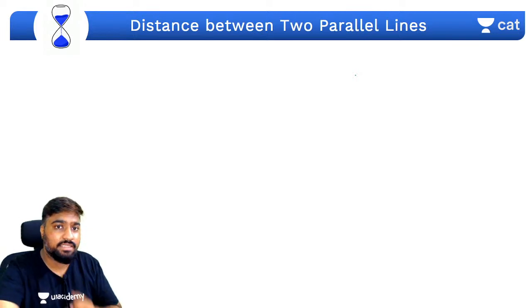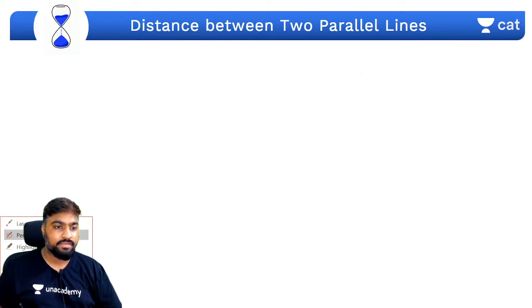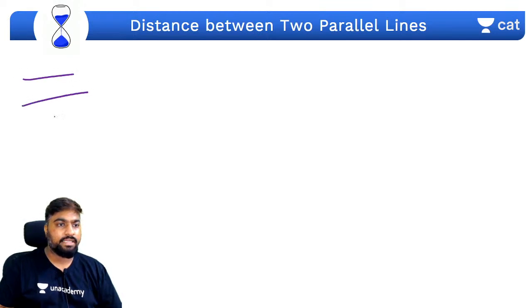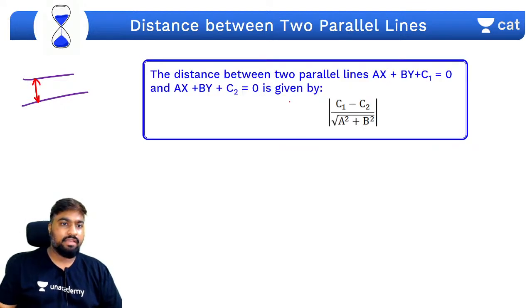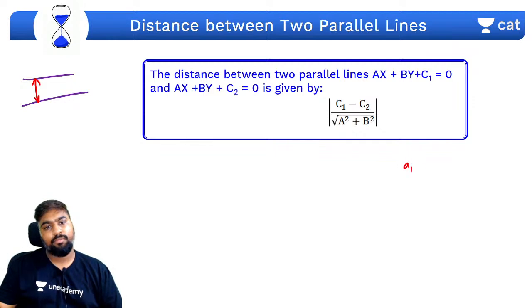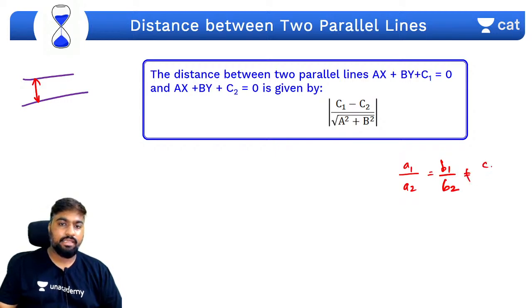And if you want to find out the distance between any two given parallel lines, so if you have two lines that are parallel to each other and you want to find the perpendicular distance between them, the lines are a1x + b1y + c1 = 0 and a2x + b2y + c2 = 0. For two parallel lines, a1/a2 should be equal to b1/b2, correct? They should not be equal to c1/c2.